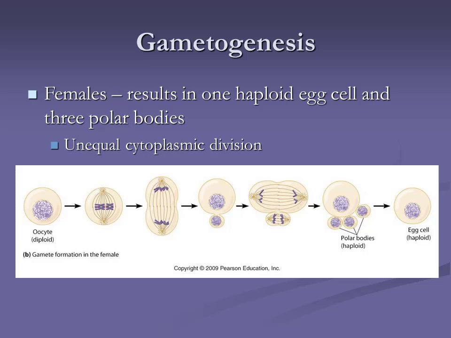and that's going to be the egg. Because how many eggs do you need to get a baby? 1. How many sperm do you need to get a baby? You need a bunch. You need a whole lot.